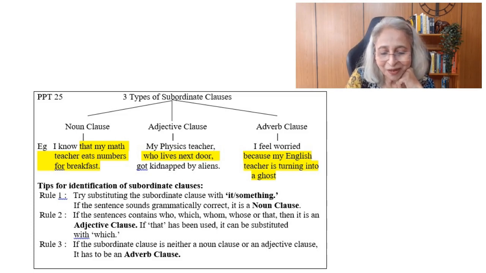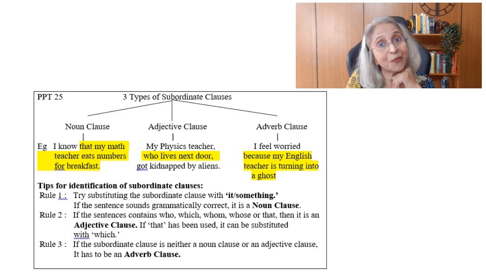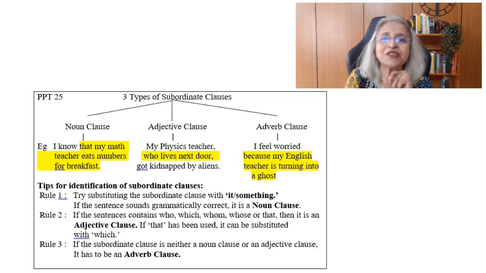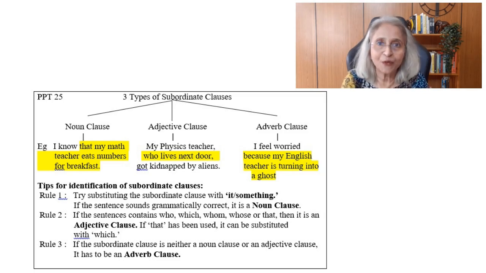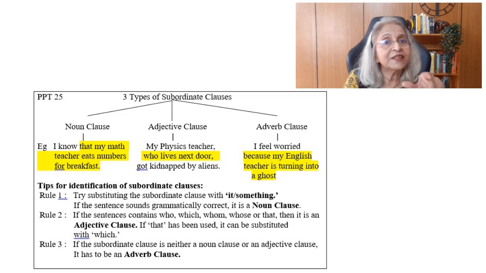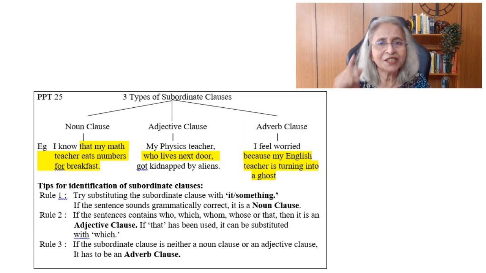So, "that my math teacher eats numbers for breakfast" is very much a noun clause, because you can replace it with the pronoun "it." It would still make grammatical sense in the sense that the sentence is complete with a subject and a predicate. "I," subject, "know," predicate, right? Okay, so that's the first thing you try the minute you're asked to identify a subordinate clause.